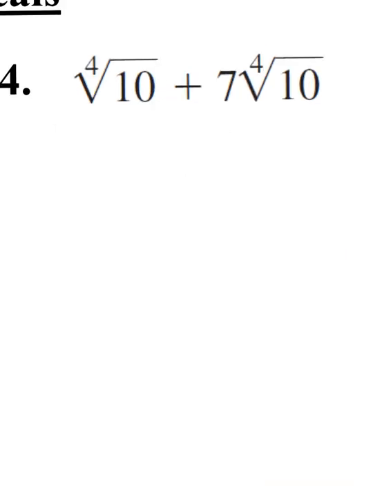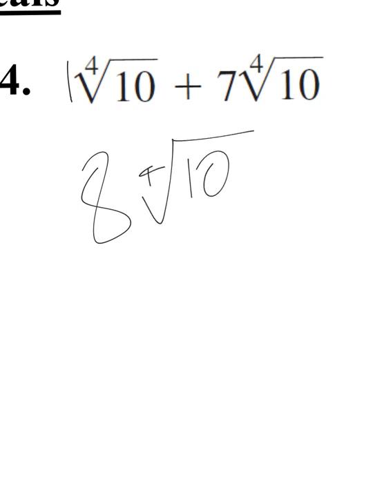This one's not so bad. You have the fourth root of 10. And so you have different coefficients. I can write a 1 on the outside. What's 1 plus 7? That's 8. So this is 8 times the fourth root of 10. And really that's all it can simplify to, alright? I can't do anything beyond that. There are no factors of 10 that have fourth roots. So that's actually all there is to number 4.